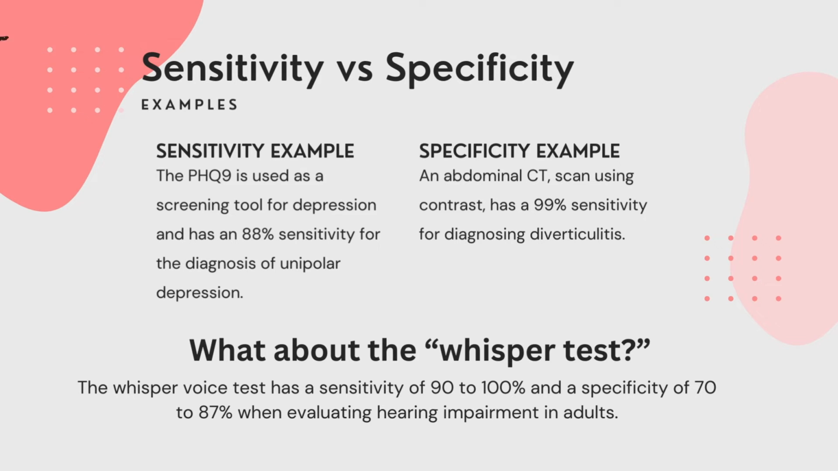So the whisper voice test has a sensitivity of 90 to 100% and a specificity of 70 to 87% when you're evaluating hearing impairments in adults. So what does this mean, knowing what we know now regarding sensitivity and specificity? This means that a positive whisper test accurately diagnoses a hearing impairment in an adult 90 to 100% of the time, and a negative whisper test accurately rules out a hearing impairment in an adult 70 to 87% of the time.